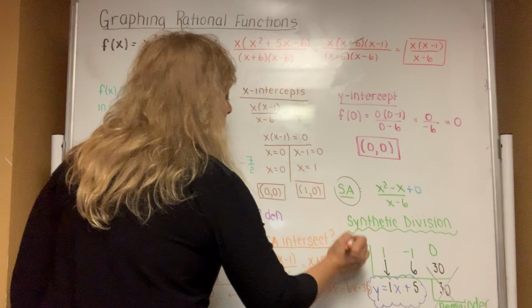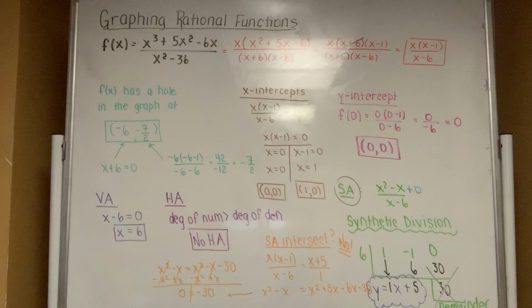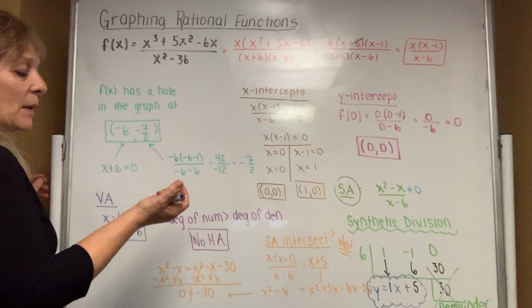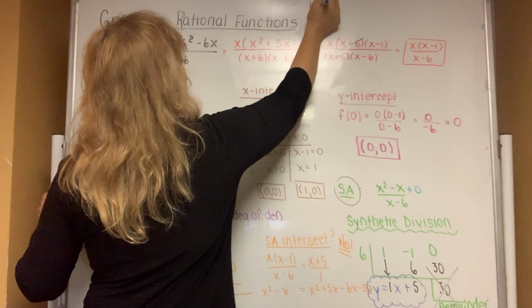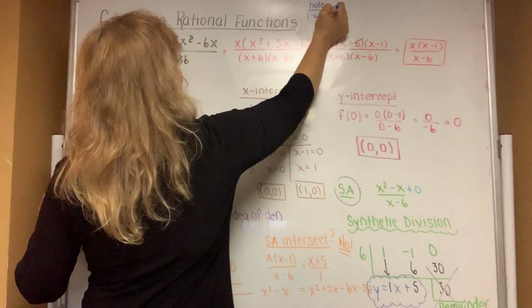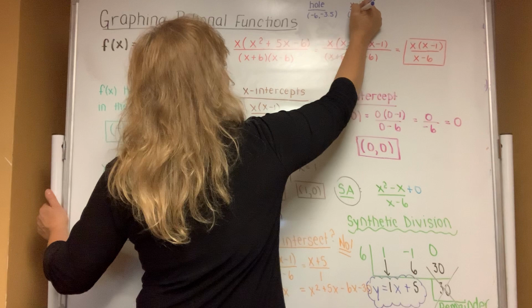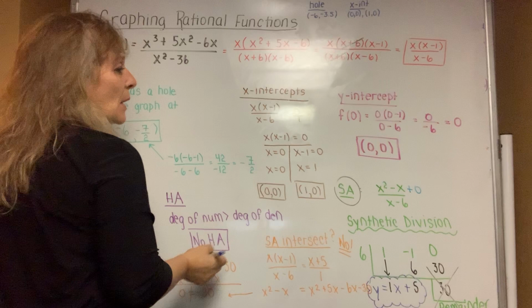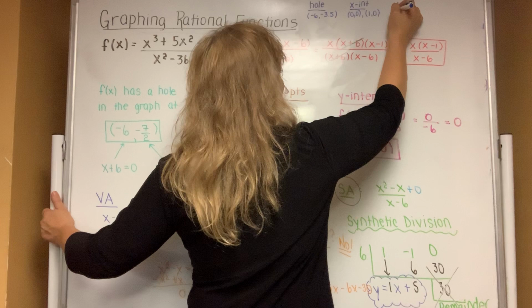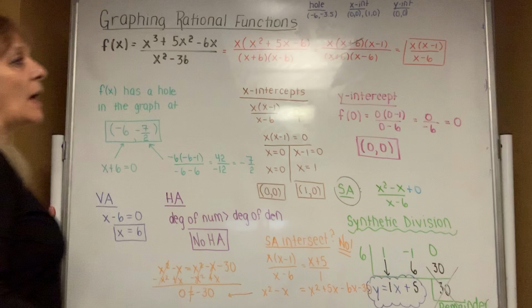So, before I erase the board and forget everything that I have written down, I will write down that important information on the top right. There is a hole in the graph at the point negative 6. I'm going to change it into negative 3.5 because that's what 7 divided by 2 is. Then there is an x-intercept, and there are two of them. One is at 0, 0, and the other one is at 1, 0. Then there is a y-intercept. That is at the origin, 0, 0. There is a vertical asymptote at x equals 6.